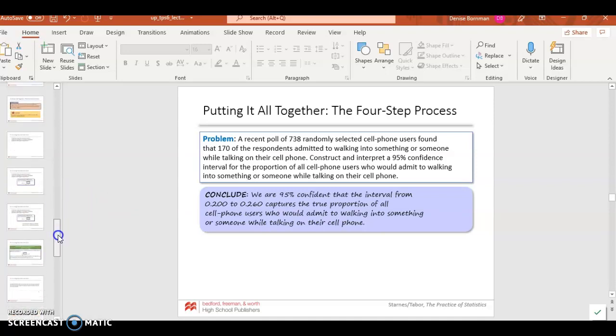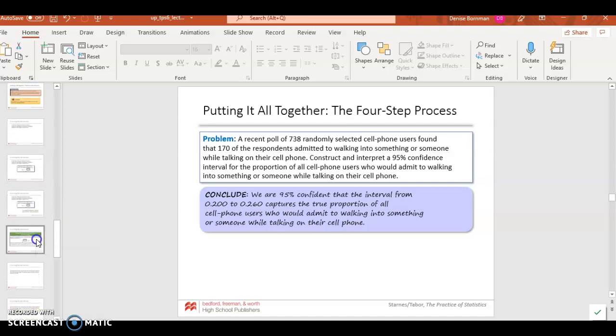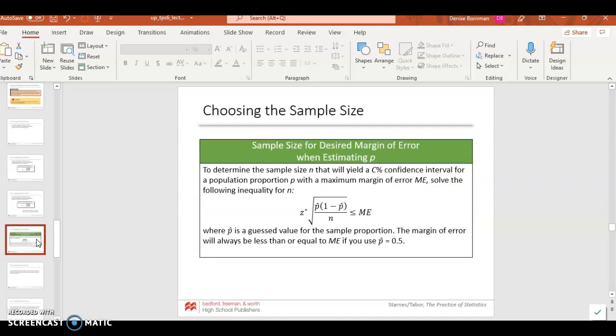All right, I got about 4 minutes left in my recording. I want to talk about one more thing from the notes, and I'll post all of these slides. I want to talk about choosing the sample size. So we did talk in class about how important it is for margin of error, especially a lot of times we want a small margin of error.